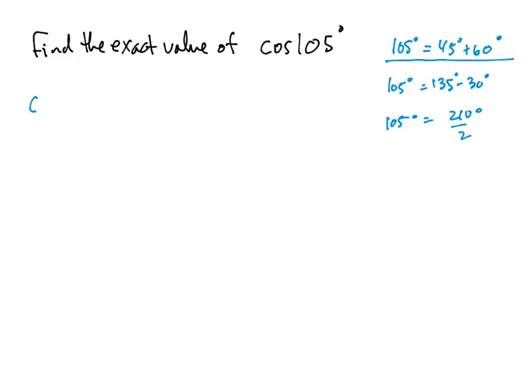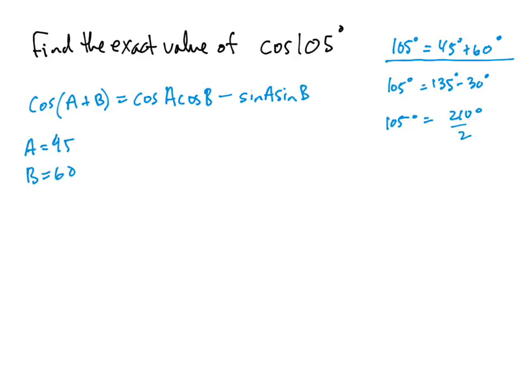So remember, cosine of A, since I'm saying 45 plus 60, we're going to use the sum formula. That should be B. Cosine of A plus B is equal to cosine of the first, cosine of the second, change the operator, sine of the first, sine of the second. And we are going to say that A is 45 here, B is 60. All right, so cosine of 45 times cosine 60 minus sine 45 sine 60.